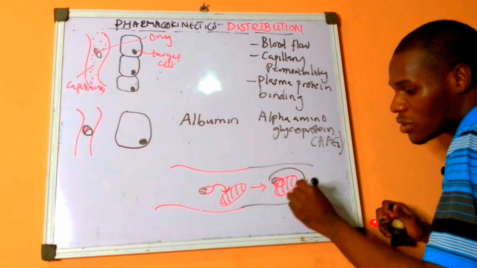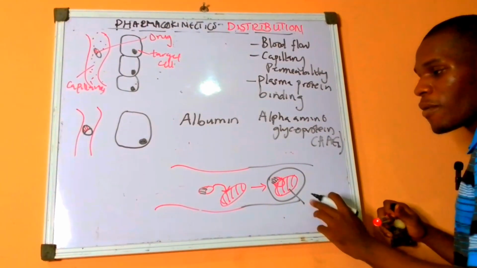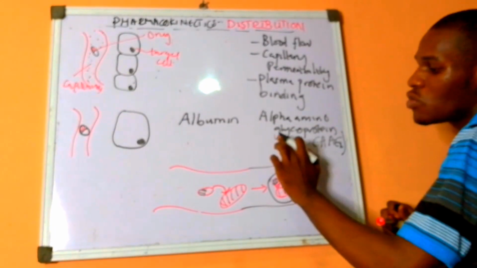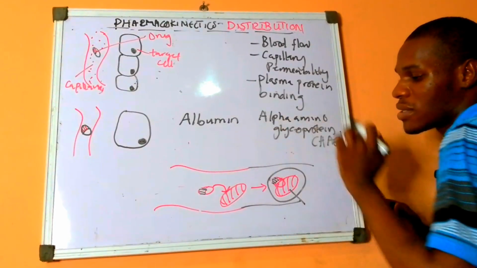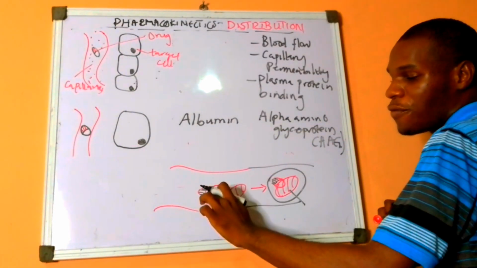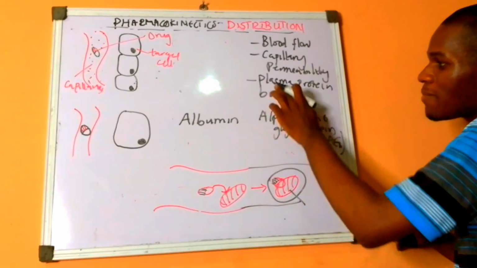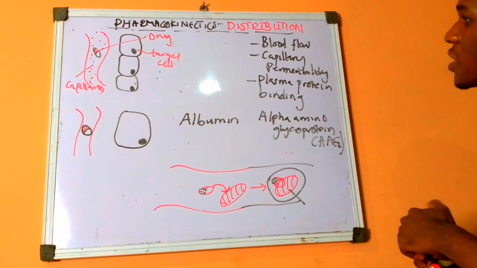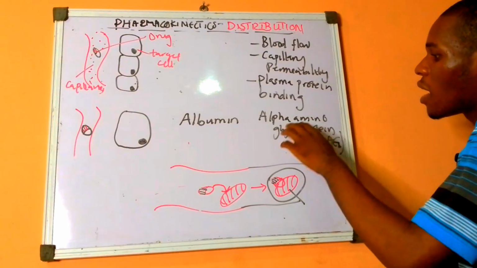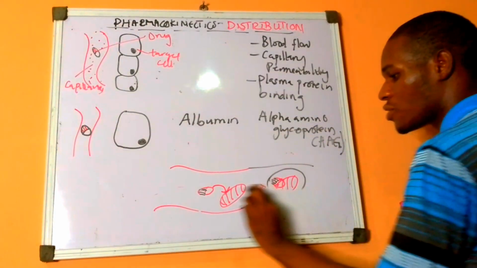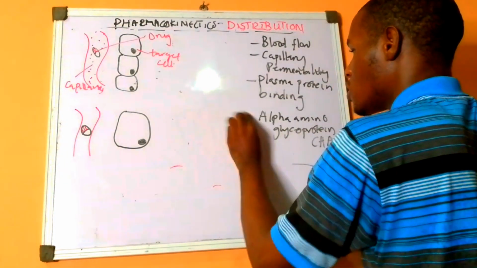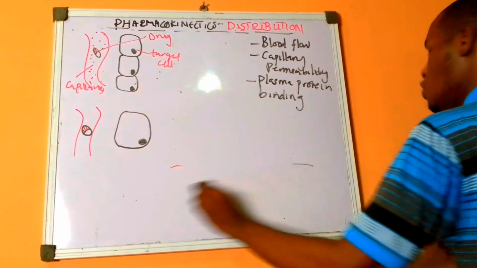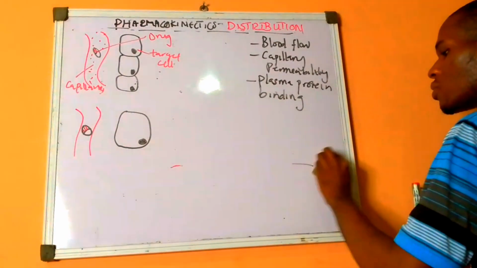This bound form of a drug cannot be distributed into targeted tissues and organs unless the drug is free and unbound. So plasma protein binding affects the drug distribution at various sites. And then we have another factor which is called the volume of distribution.